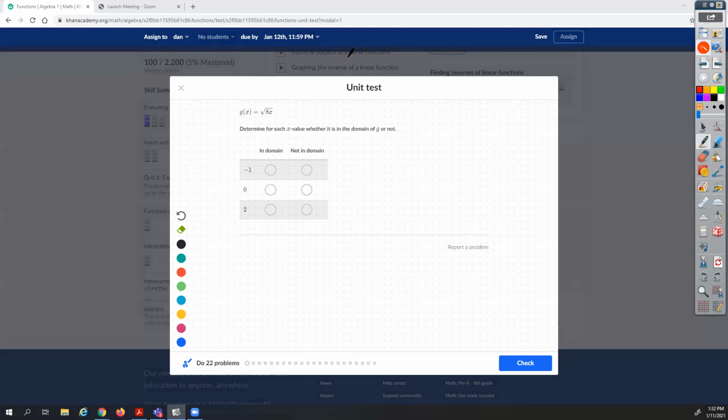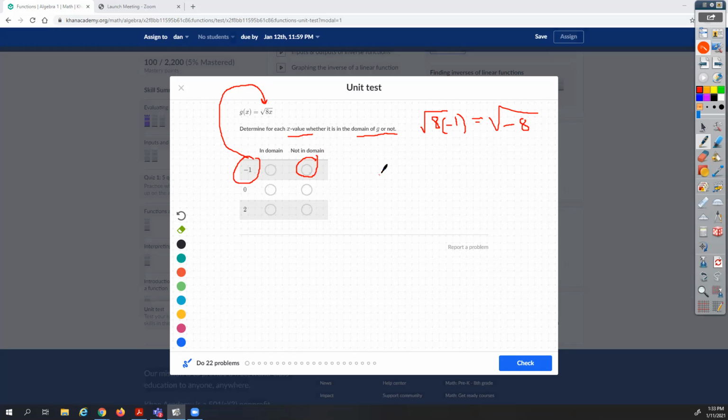All right, so today we're gonna work on functions. We have g of x is equal to square root of 8x. The question says determine each x value, whether it's the domain of g or not. Well, in order for us to do this, we have to plug in -1 for variable x, which we'll get 8 times -1, which will give you the square root of -8. And we cannot take the square root of -8. So this one is going to be not in the domain.